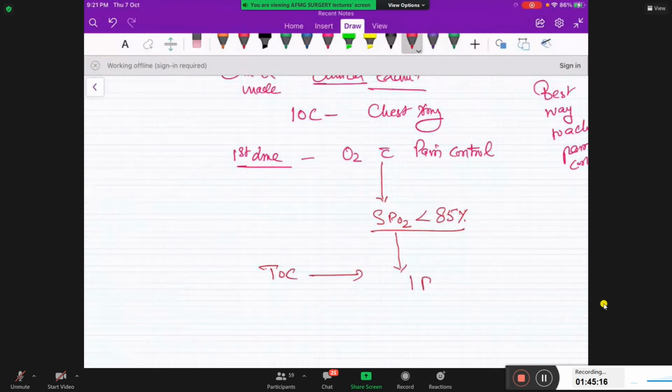intermittent positive pressure ventilation. So you can appreciate from here, if you are asked what is the treatment of choice for flail chest, your answer will be IPPV. But you should understand that in a clinical approach to a patient, we will never go to IPPV without starting 100% oxygen.